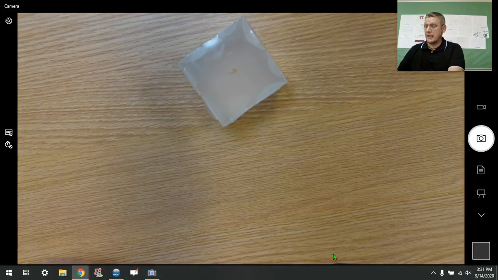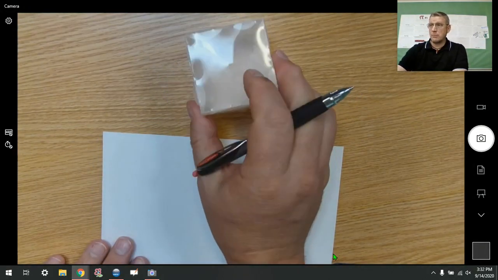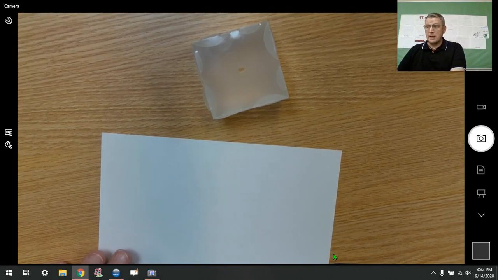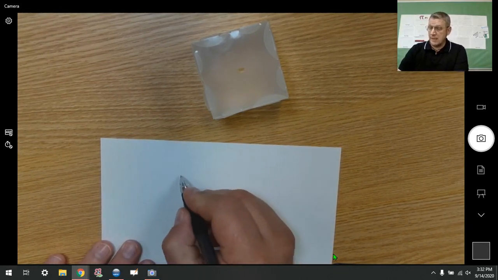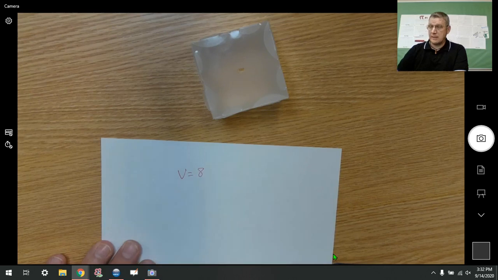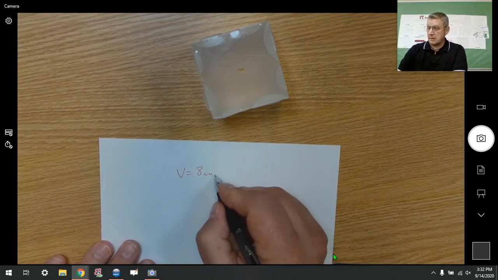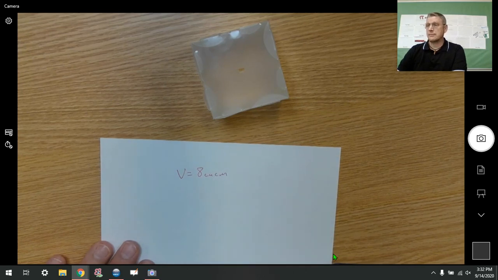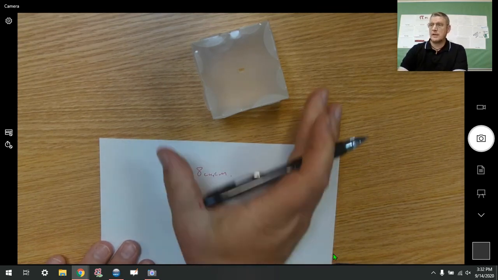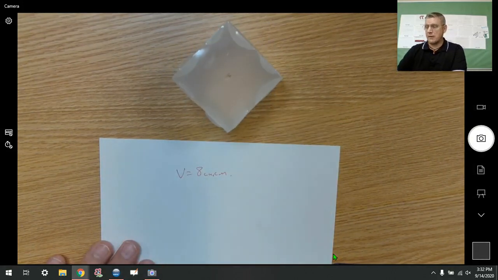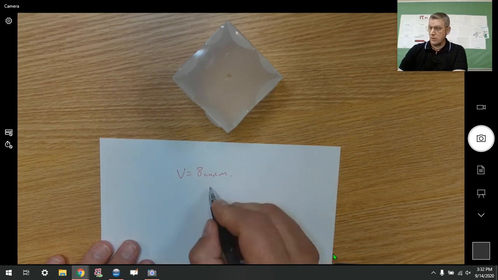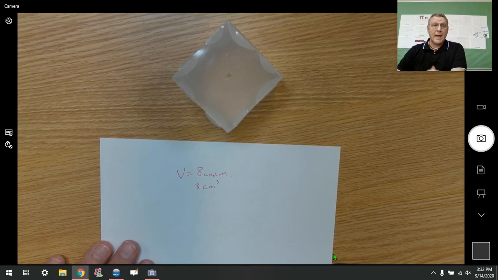And so if we look at it again, let's say we have a different volume of a cube, let's say the volume of the cube here happens to be 8 cubic centimeters. I know this isn't a volume of 8 cubic centimeters, but let's pretend that it is. So if it's 8 cubic centimeters, or written centimeters cubed, how can I find out what those dimensions are?